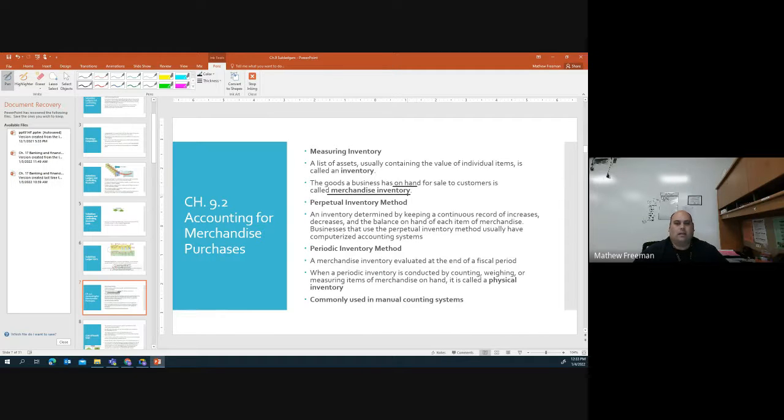Okay, perpetual inventory method. The key thing it talks about is a computerized accounting system. So inventory is determined by keeping continuous records of increases, decreases, and balance on hand of each item of merchandise. Businesses that use the perpetual inventory method usually have computerized accounting systems. So the easiest thing I try to say, and it's not 100%, but think of the grocery store, or think of Lowe's. So what do you do when you go there, right? Or even Home Depot.